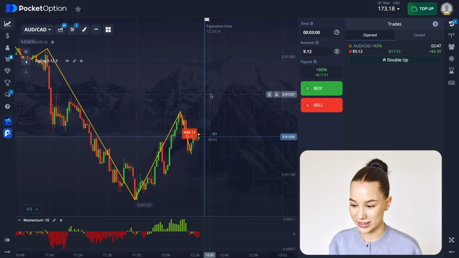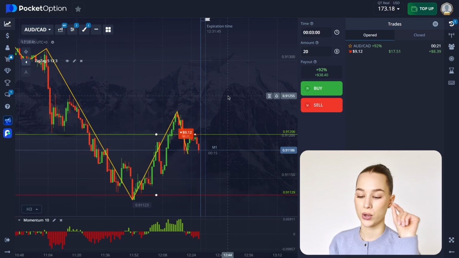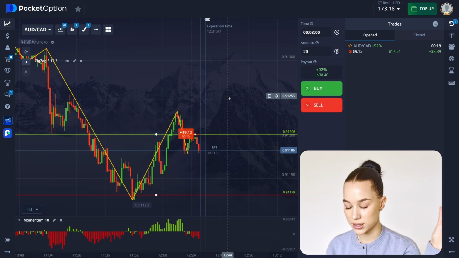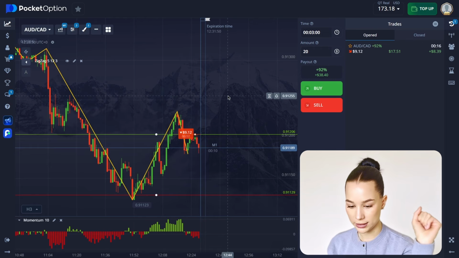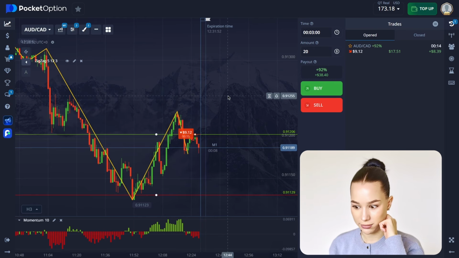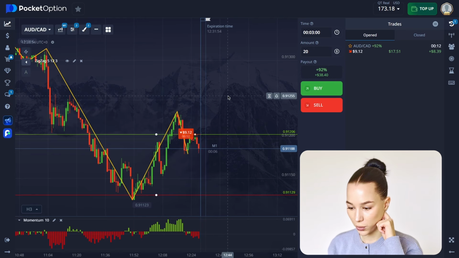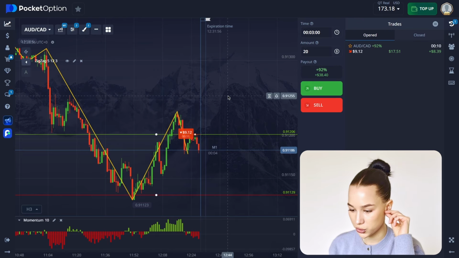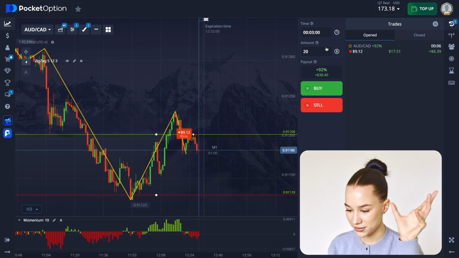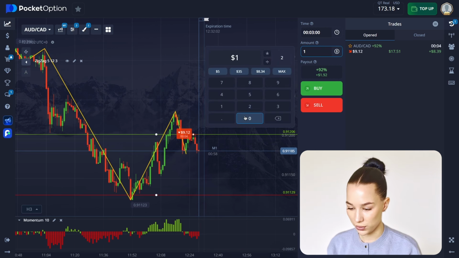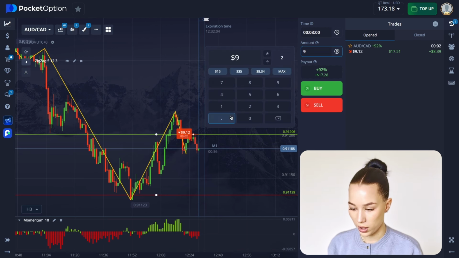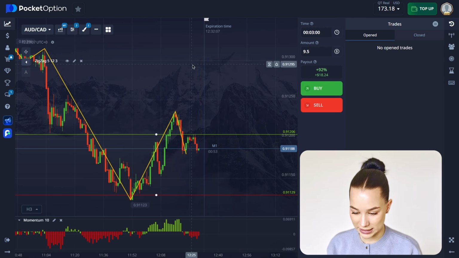Let's wait. So now it's 20 seconds, guys, till the end of our trade. As we can see, it reversed pretty confidently. So we're definitely going to close this trade in a plus. Let's wait. And we're going to have plus $8 from this trade. So it's 5 seconds, 4, 3, 2, 1. And we close this trade in the plus.